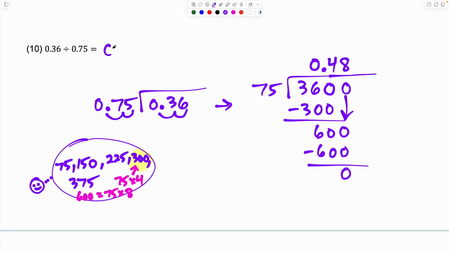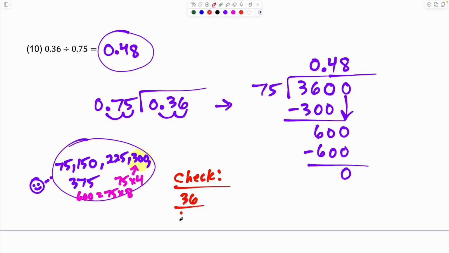So this is going to be my decimal answer. I'll just make this a little bit neater. So we have 0.48. But now let's see how we could check our answer. So for this one, what I want to do is I'm going to write 0.36 as 36 hundredths. Okay, so I have 36 over 100 like this. And now I'm dividing by 0.75. This is the same thing as 75 over 100. And that reduces to 3/4 when I divide the top and bottom here by 25.